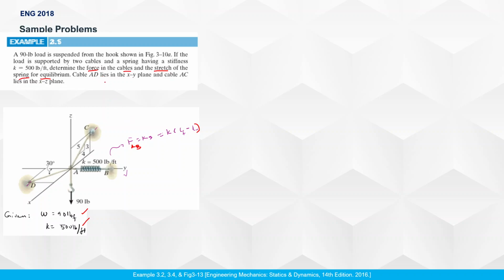Cable AD lies in the XY plane and cable AC lies in the XZ plane. So the problem made it simpler for us kasi AD is just acting lang on an XY plane and AC is acting lang sa XZ plane. Okay. So we're gonna find yung AC, AD, AB, and of course yung displacement. Malalaman natin kung elongated siya, so positive sign. Malalaman rin natin kung compressed yung spring if it's negative. But more likely than not, this is going to be elongated kasi the force is being pulled apart eh. Pero depende, tingnan natin eh.